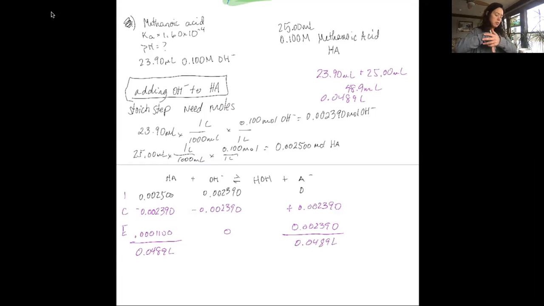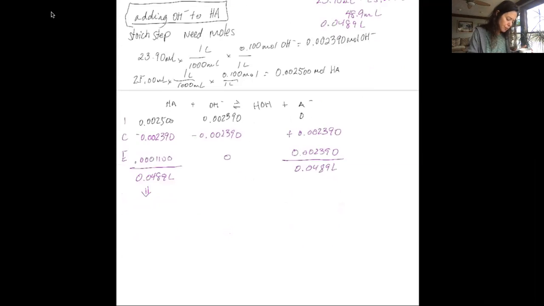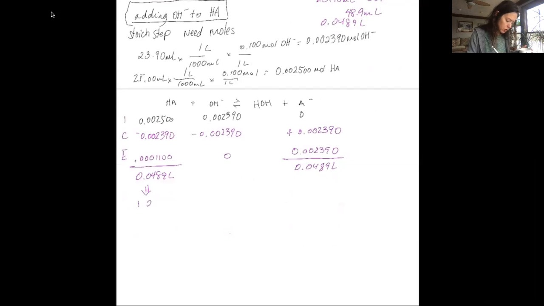If something goes wrong here, I'm not stopping this video. Oh yeah, I did. It's going to be 1.22 times 10 to the negative third molar HA. Okay. This is going to be 2.656 times 10 to the negative second, I think molar, for A.